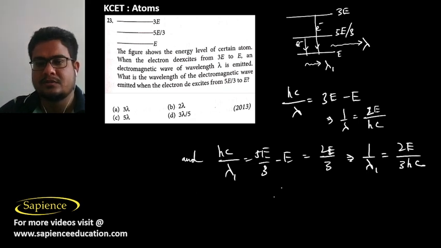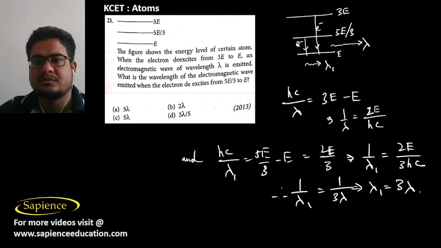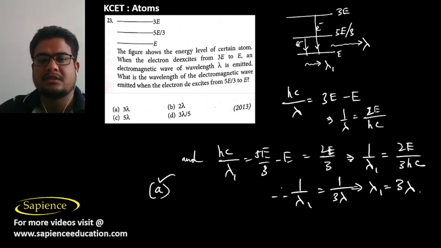So therefore I can see that 1 by lambda 1 is equal to 1 by 3 lambda, means 1 by lambda into 1 by 3. So therefore lambda 1 is equal to 3 lambda. Option A is the correct answer.